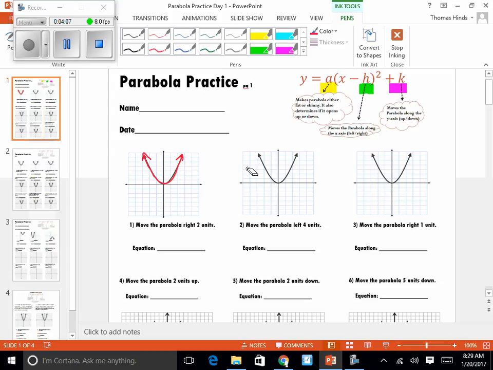Put in a number on the H, it moves it left or right. Put in a number on the K, it moves it up and down. Those 3 things, that's what we're going to mess around with here. If it sounds easy, then that's good for you.